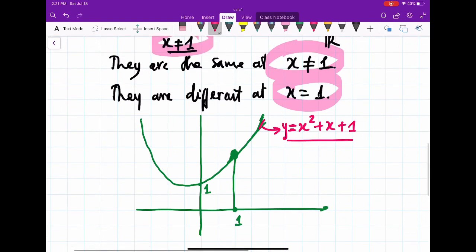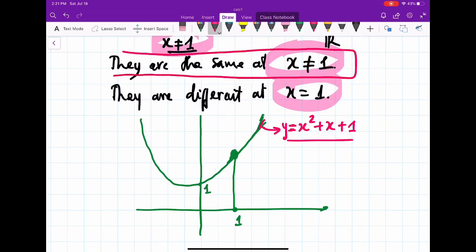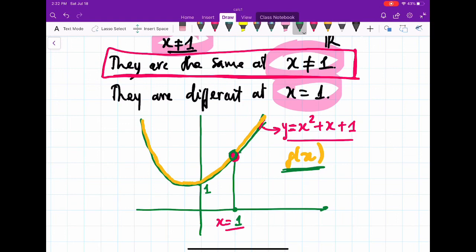We know that the function f is the same as this function at any point x which is different to 1. So this is x equal to 1. I have to exclude this from the consideration if we consider the function f of x. So I might have the following picture. I have the same curve, they are the same, I just draw it in a different color. And there is a hole in here for the function f of x. But for the other function, we don't have a hole. You see that?